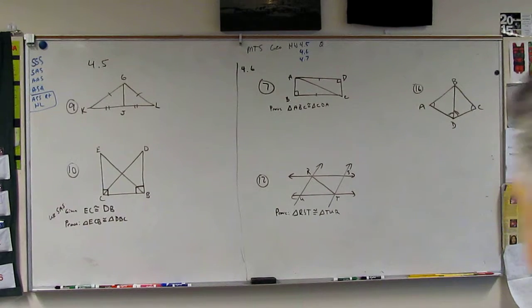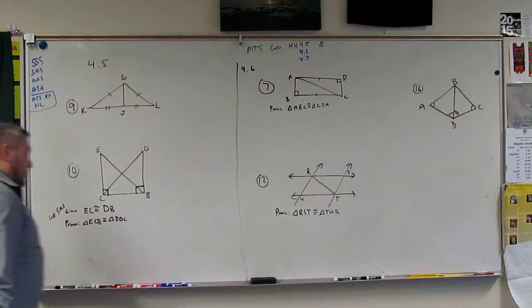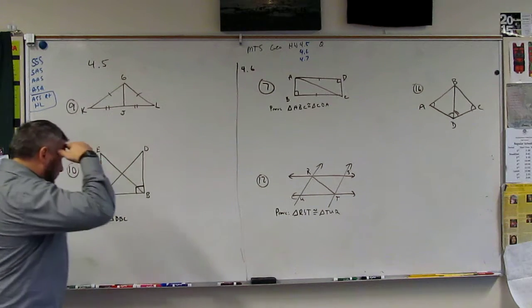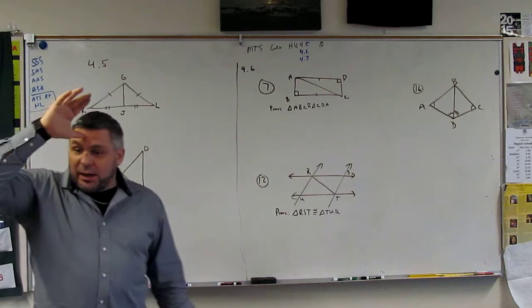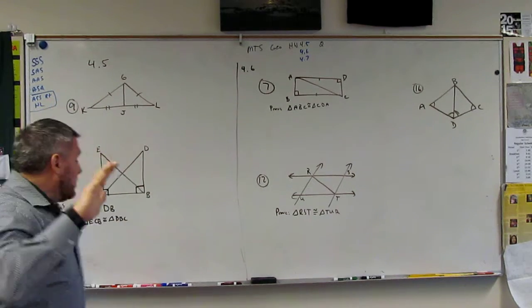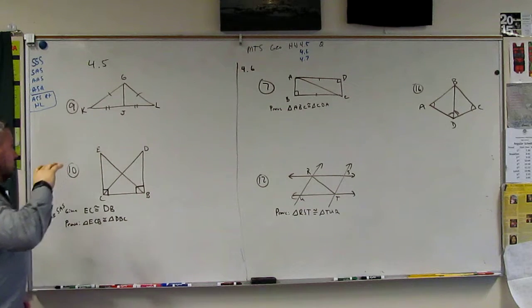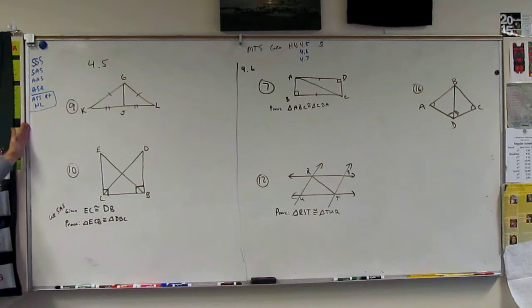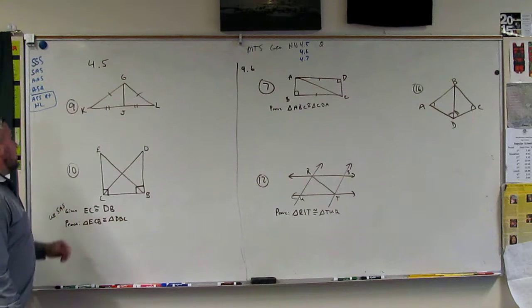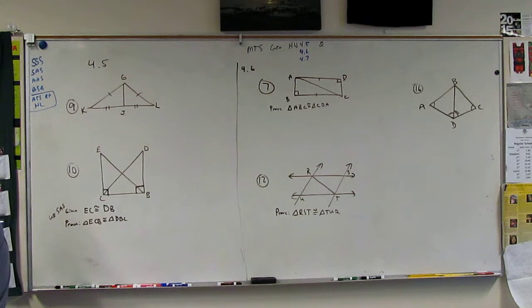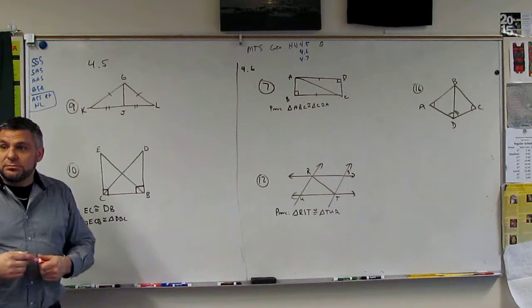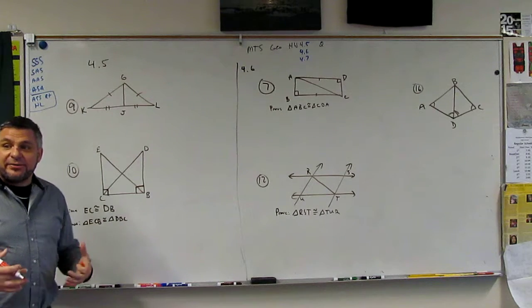All right, so 4.5, 4.6, and maybe throw in a little 4.7 at the end. All right, 4.5. Right here, I want to make sure you all understand that we're using these 5 rules for congruent triangles. The first thing you've got to do is label them. Label the things that you have.